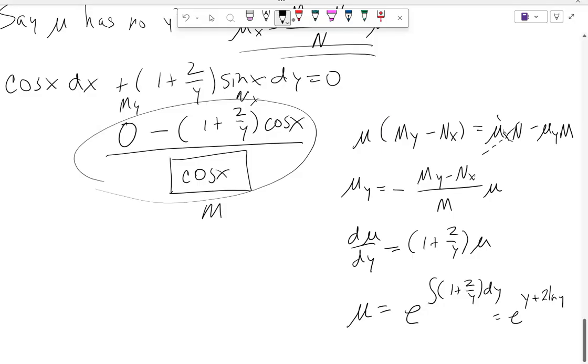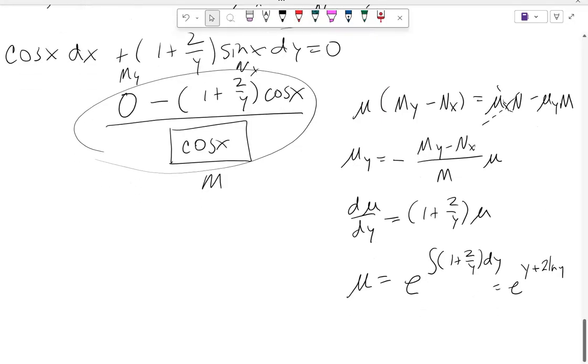It should technically be absolute value of y, but the reason I didn't write absolute value of y is I can bring the 2 up and it'll square it. Or even better, I can write this as y squared e to the y. I've got a plus sign in my exponent, so I can write it as multiplication. And then I have e to the log y squared. And then the e and the log cancel.